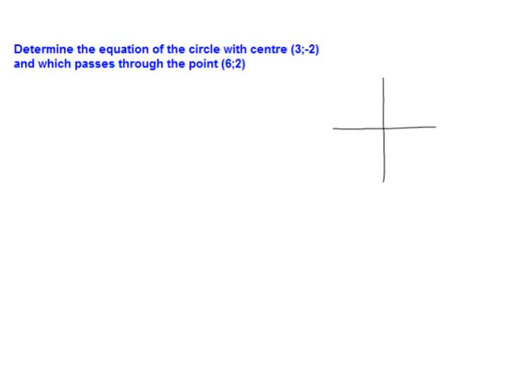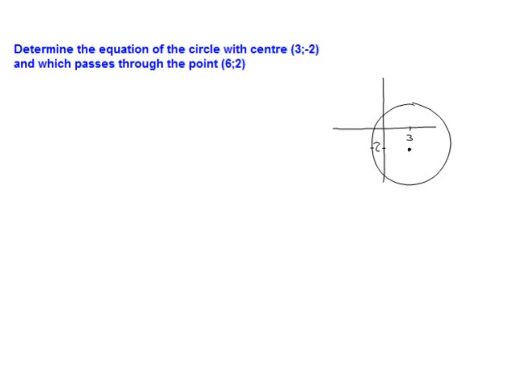Y-axis, x-axis over there, and the question says determine the equation of the circle with center (3, -2). So on the x-axis you are on 3, which is about there, and -2 is around there. So let's say the center is approximately there. Okay, so if we draw a circle around this point here, it's going to look something like that, right?